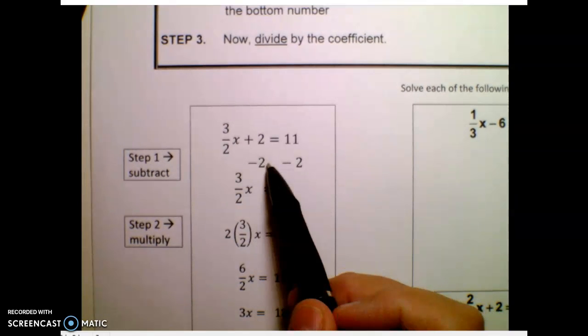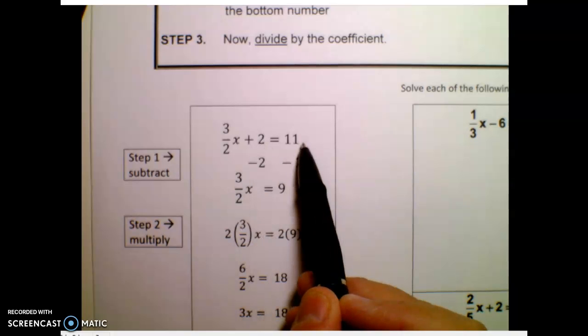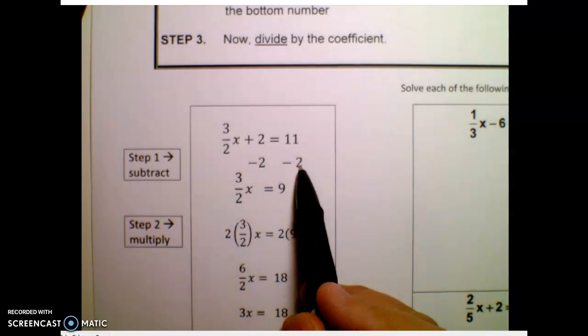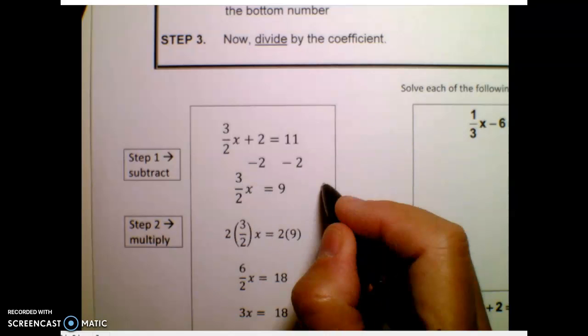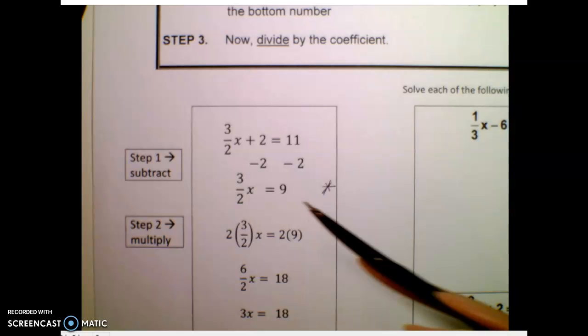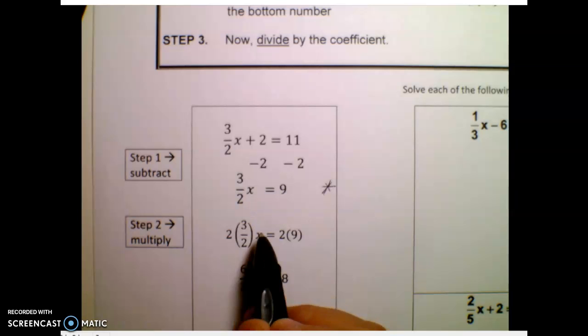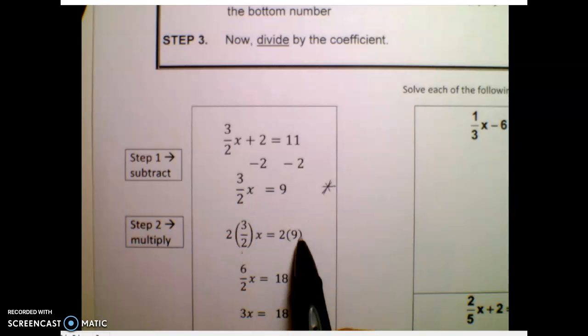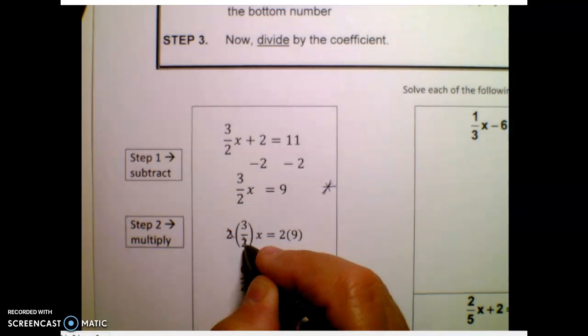I have 3 halves times x minus 2 is equal to 11. I'm going to subtract 2 from both sides, just like we did before, and I'm now here at this point. So this is the point where we multiplied by the reciprocal last time. This time, instead of doing that, I'm just going to say this is actually a division problem. This is 3 divided by 2. So what's the inverse of division? Multiply. So let's multiply both sides by 2. Then I get to cancel here and get to cancel here.